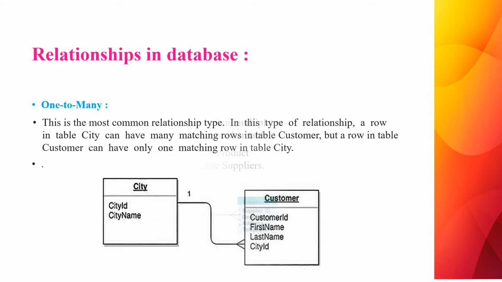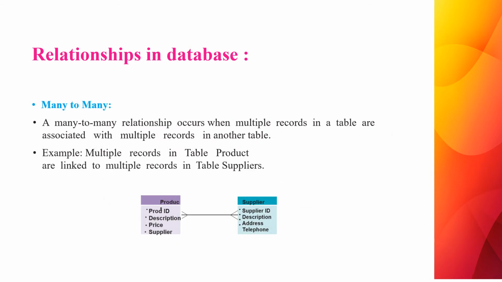Third is the many-to-many relationship. Many students learn many subjects. Many teachers teach many subjects. Many customers purchase many items. So like that, when many entities are related to many entities of another table, then it forms a many-to-many relationship. So multiple records in table products are related to multiple records in table supplier.